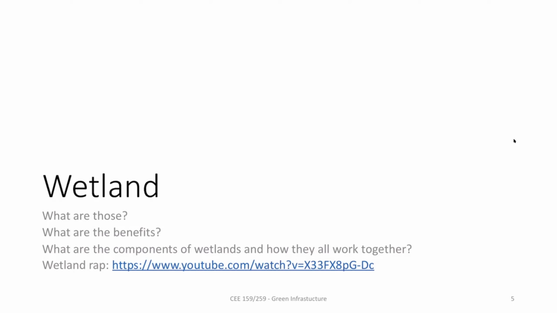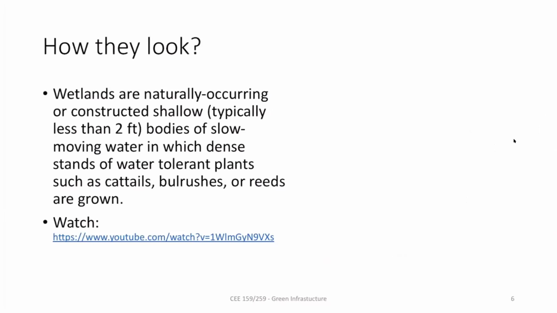All right, so this is wetland. What you learn is that the picture you see is basically land full of water, right? It's a shallow water land, completely wet. That's why it's called wetland. But what you are going to design for stormwater does not look like that.